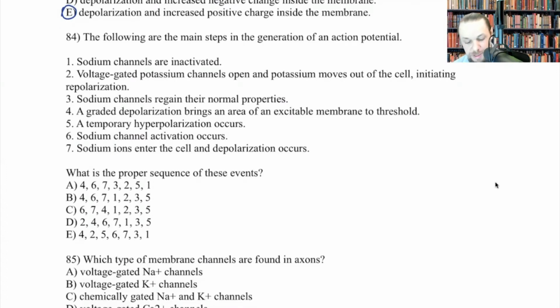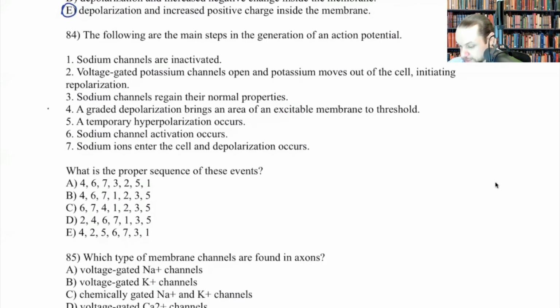So one hint I can give you: look at the answer choices. You see choices A, B, and E. They all start with number 4. And if you look at number 4, it says a graded depolarization brings an area of an excitable membrane to threshold. So just by looking at the answer choices, and at what 4 is, bringing the area to threshold, I can right away eliminate choices C and D.